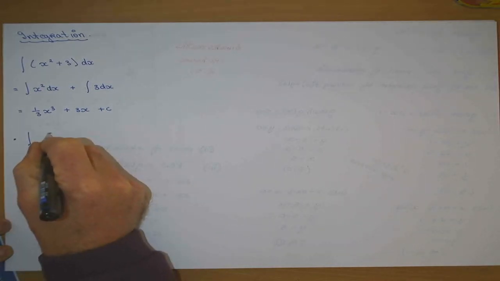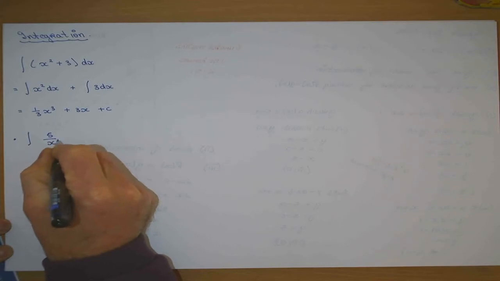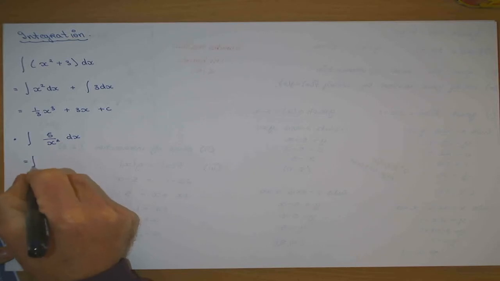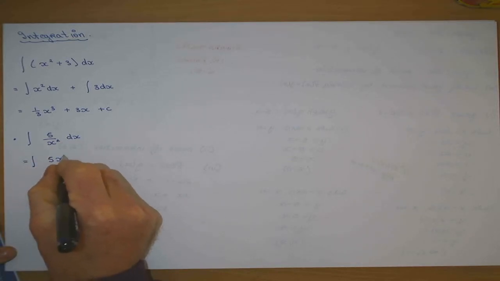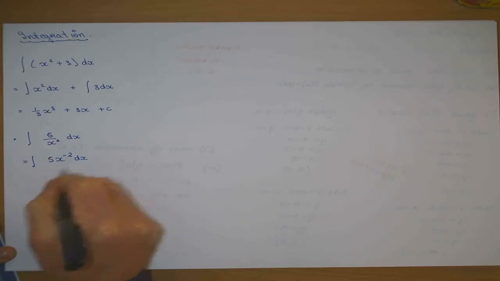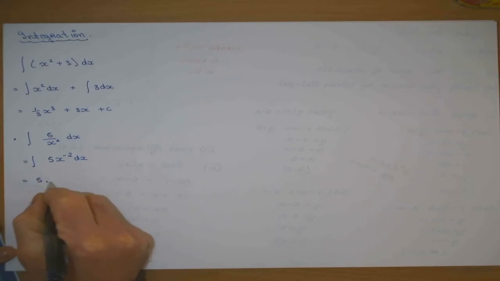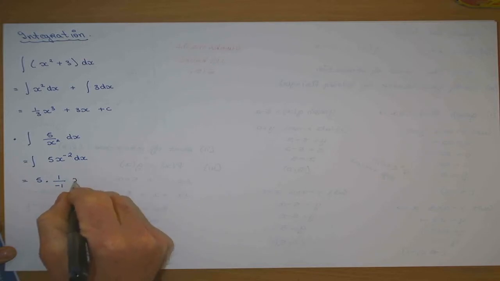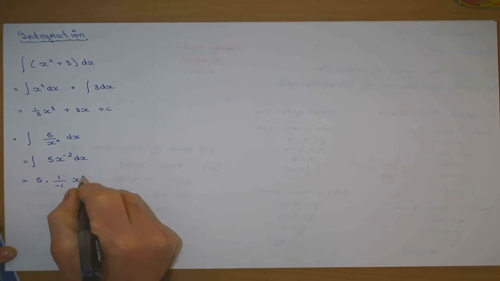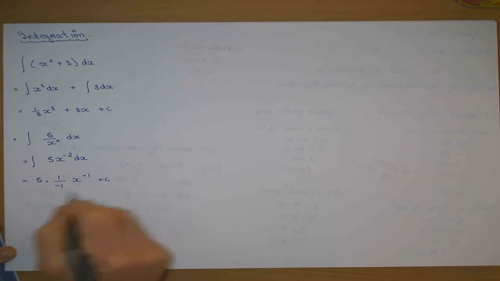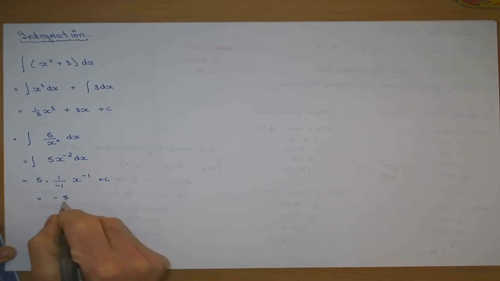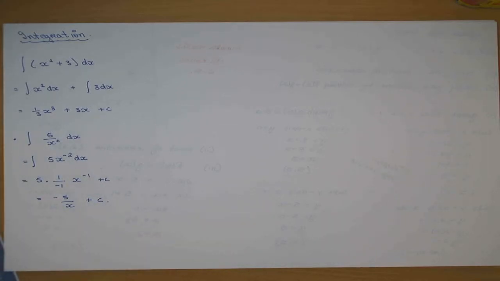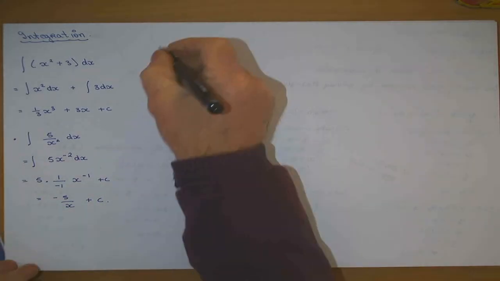If I had to integrate 5 over x squared dx, there is no quotient rule. That's the integral of 5x to the minus 2 dx, which is 5 times 1 over minus 2 plus 1 times x to the power of minus 2 plus 1 plus c. That'll give me minus 5x to the minus 1, or minus 5 over x, plus c. So you'd want to be a little bit careful of that.